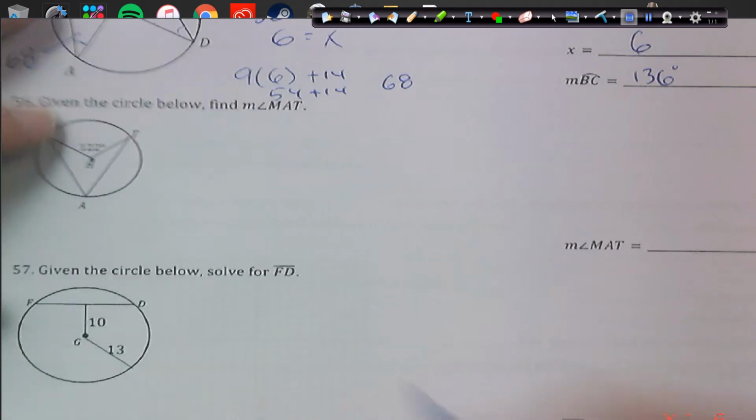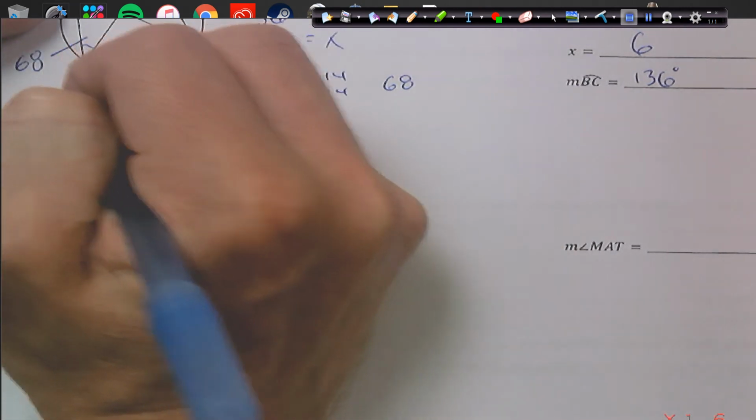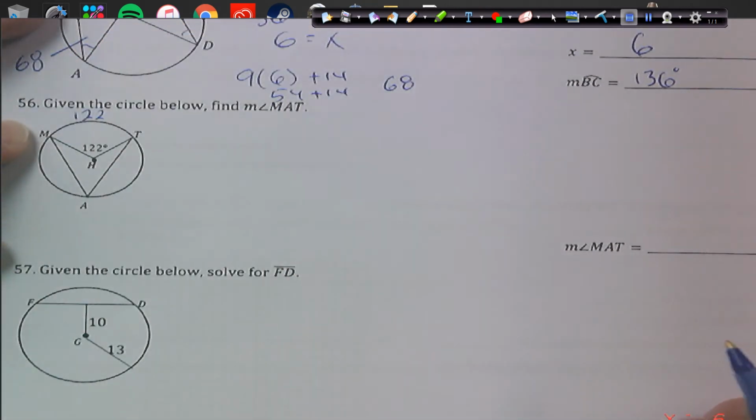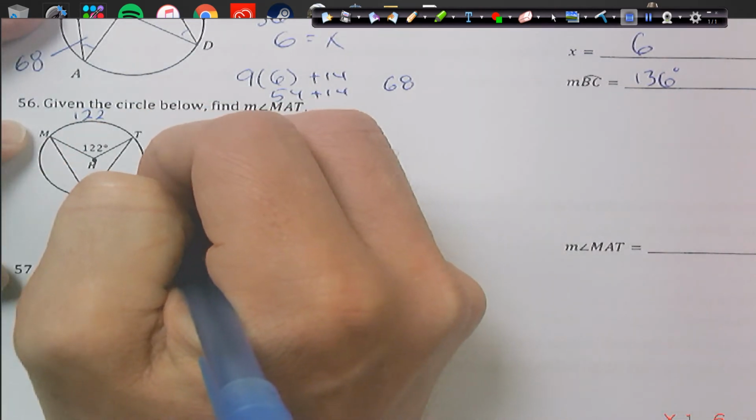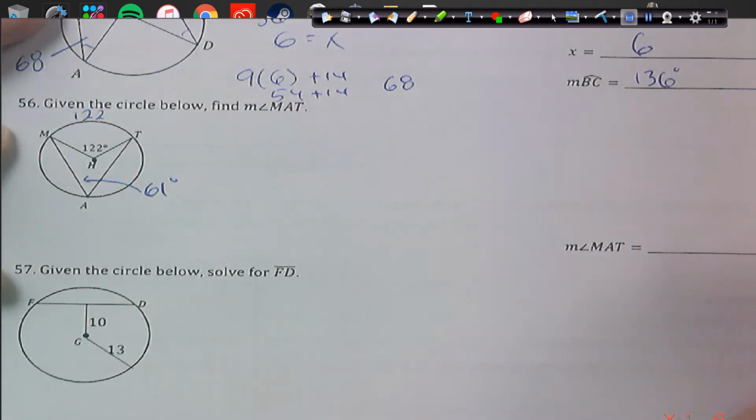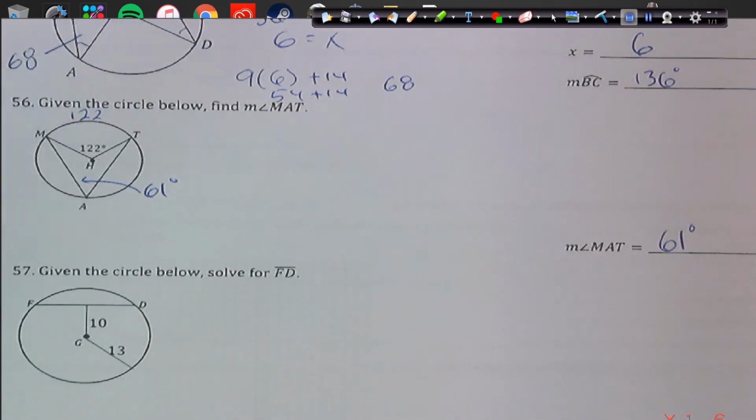(56) is a straight vocab. We have a central angle, we have an intercepted arc. Central angles and arcs are the same, but then we have the inscribed angle, which is going to be half of that, so that's going to be 161, and that's what we're looking for, so we're done.